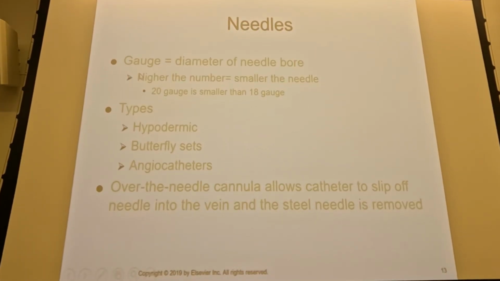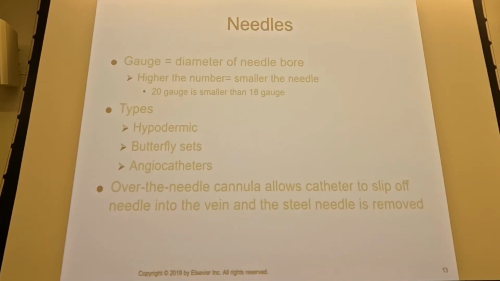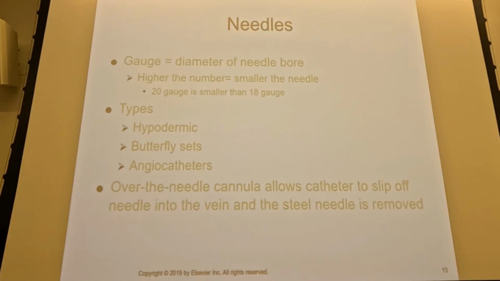The larger the diameter of the needle, the smaller the number. It's kind of like shotguns. This is Texas. You don't know about shotguns? What's a 12 gauge versus a 20 gauge? 12 gauge is bigger, right? So the smaller the number, the bigger the hole, all right? So when we're talking about the bore of a needle, the bigger the number, the smaller the needle, right?